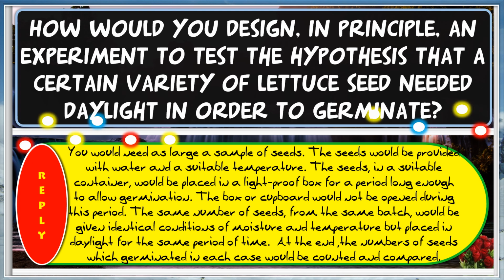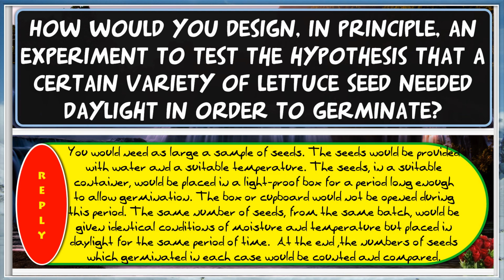You will need a large sample of seeds. The seeds would be provided with water and suitable temperature. The seeds in a suitable container would be placed in a light-proof box for a period long enough to allow germination. The box or cupboard would not be opened during this period.